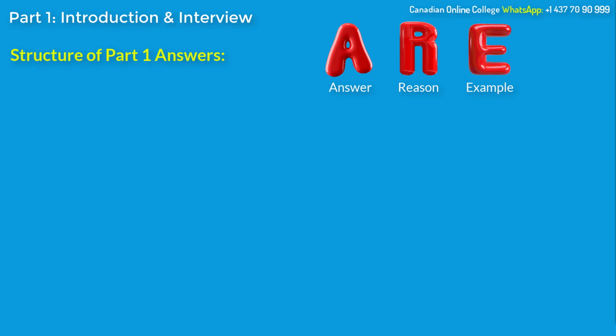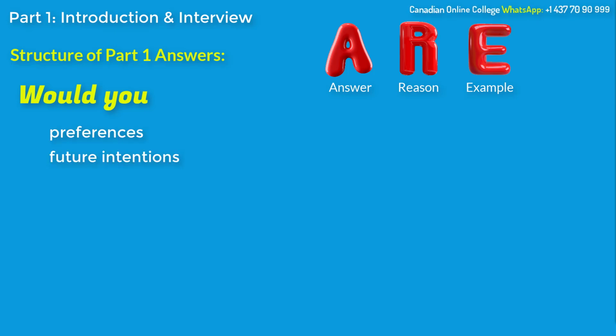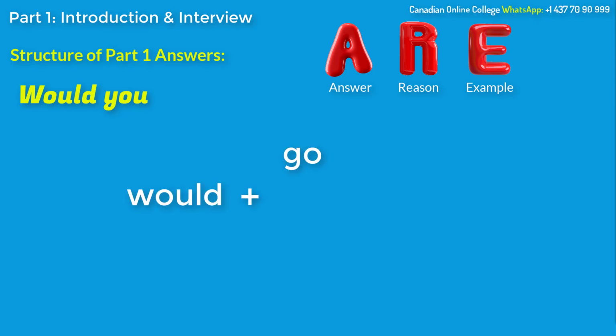Some Part 1 questions begin with would you. This is a polite or hypothetical way to ask about preferences, future intentions, or imagined situations. Remember, a would question is not about the past. It's about an imaginary situation in the future. To answer these questions, use would plus base verb in the response. These answers often include conditionals or imagined scenarios.